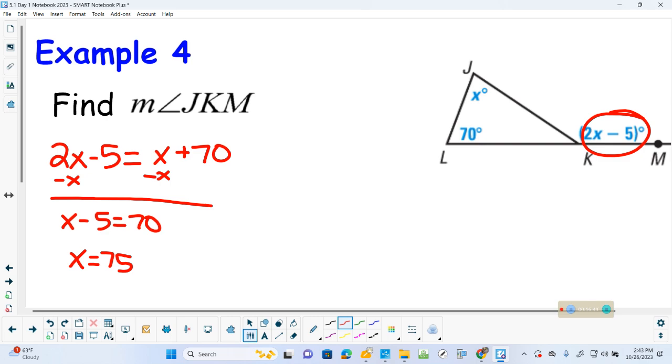Now, as always, this is such a teacher thing to say, make sure you read the directions. They want that angle JKM. So I would just do this all in my calculator. We need to put 75 in here. I wouldn't even do any work. I would just do 2 times 75, or mental math it. What's 2 times 75? 150, 150 minus 5. So that is your final answer.